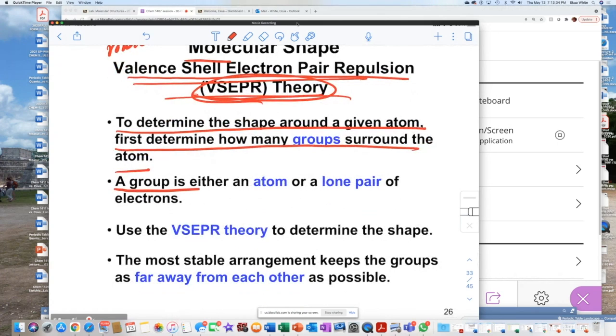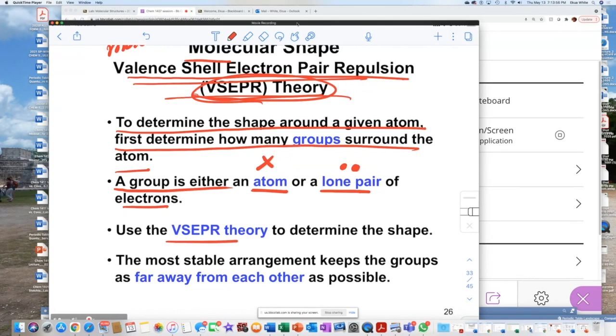So a group is either an atom or a lone pair of electrons. That's a neat way of looking at it. Okay, I'm going to stick with their way since that's what they said. A group is either an atom or a lone pair. So an atom can be any symbol, or a lone pair like that of electrons.